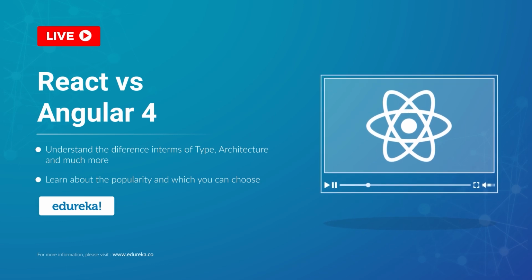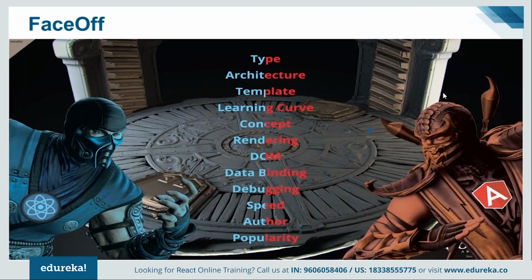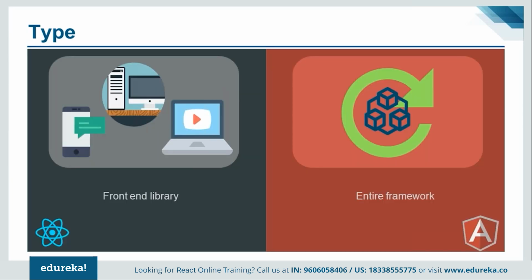So today we are going to discuss basically between React and Angular, and we are going to focus on the areas as listed: type, architecture, template, learning curve, concept, rendering, DOM, data binding, debugging, speed, author, and popularity. So the first point actually talks about the type. React is basically a front-end library, and when you talk about the MVC architecture, it predominantly focuses on the view side of the MVC architecture.